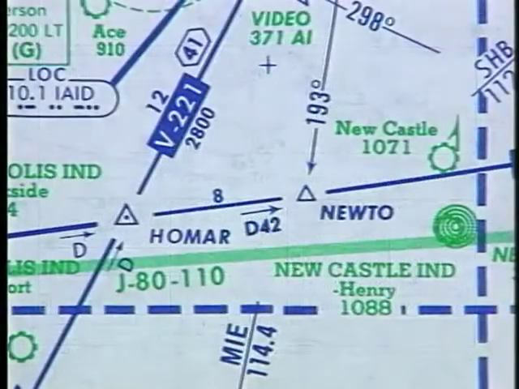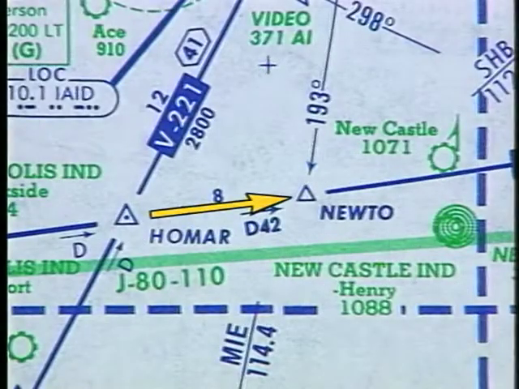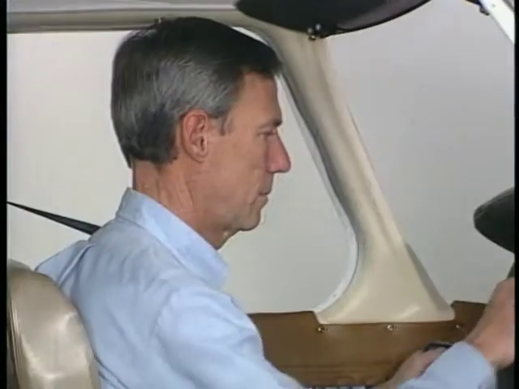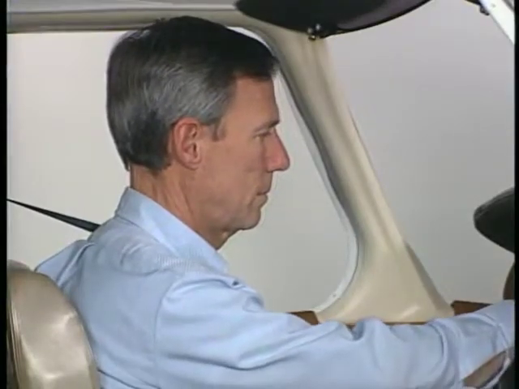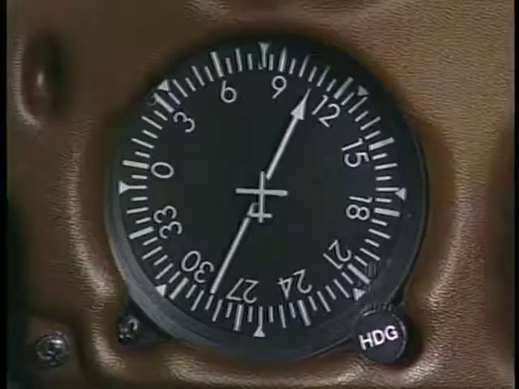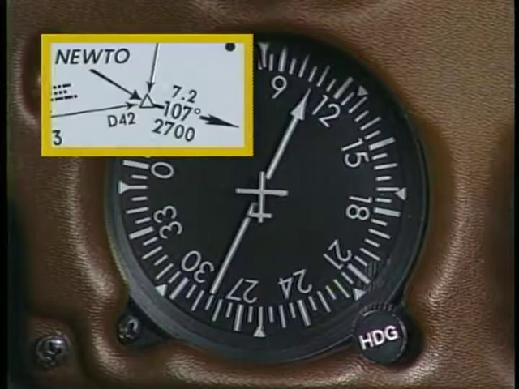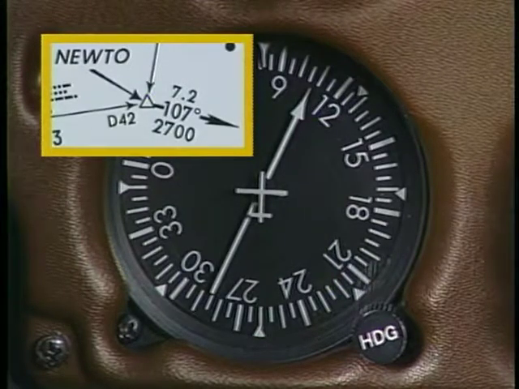Let's pick up the flight as you near Nudo intersection with a clearance from Indianapolis Center to fly the NDB runway 27 approach. Henry County Unicom has given you the current weather and altimeter setting. With a movable card ADF, set your current heading on the azimuth index. You'll know you're at Nudo when the needle points to the 107-degree magnetic bearing shown on the approach chart.